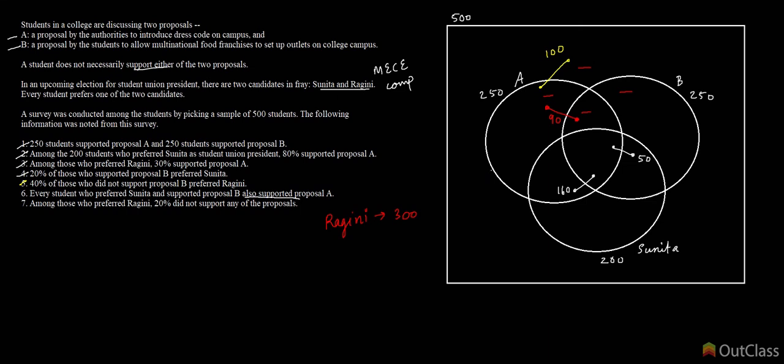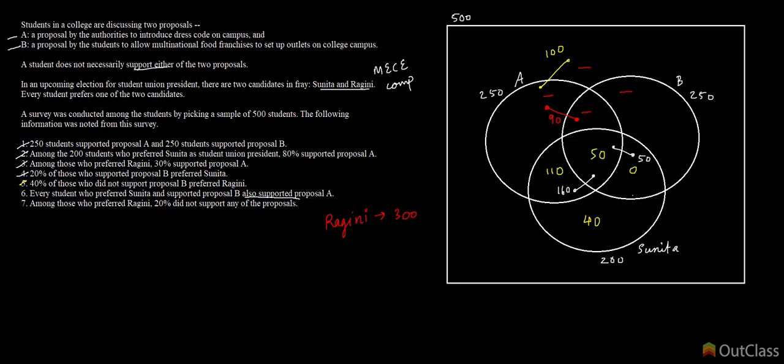Sixth clue, every student who preferred Sunitha and supported B also supported A. So the intersection of Sunitha and B is these 2 segments. They also supported A. That means all of the 50 are here and none of the 50 are supporting Sunitha and B without supporting A. So that's a 0. That gives you 110 here, and with the total 200 I can put a 40 here.